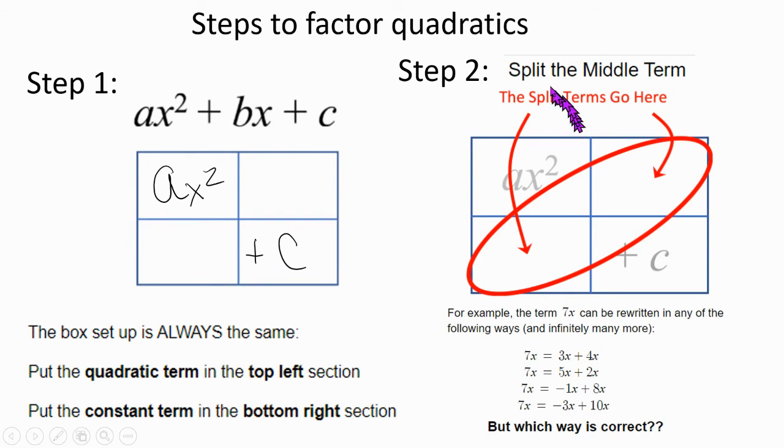And then what you're going to do is split those middle terms up. Let's just say we had a 7x. This is just an example. This is not what it is. But let's say we had a 7x. You can write it either doing 3x plus 4x or 5x plus 2x or negative 1x plus 9x or 8x or negative 3x plus 10x. All of those are possibilities because those are different combinations to get 7x. And then how do you know which one is the right one? That's what we're going to do today as well.